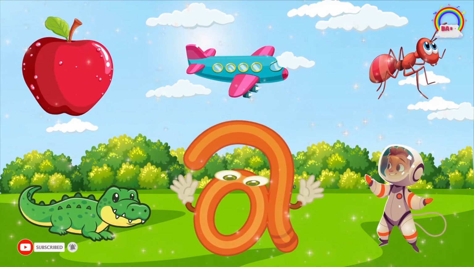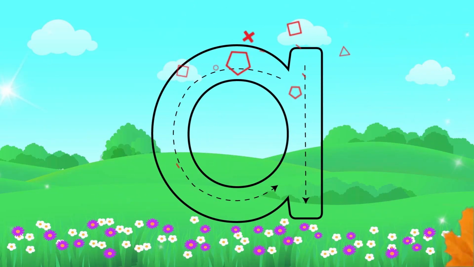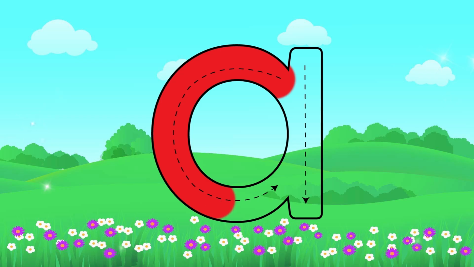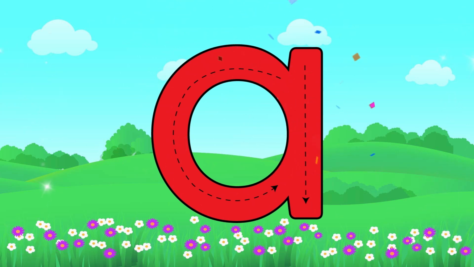Astronaut. Let's trace A. Start in the middle, go around, then pull down. Awesome! You got this!